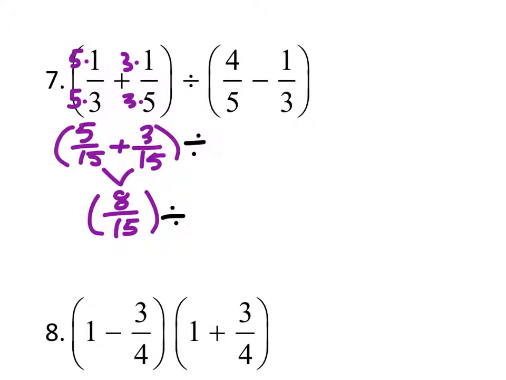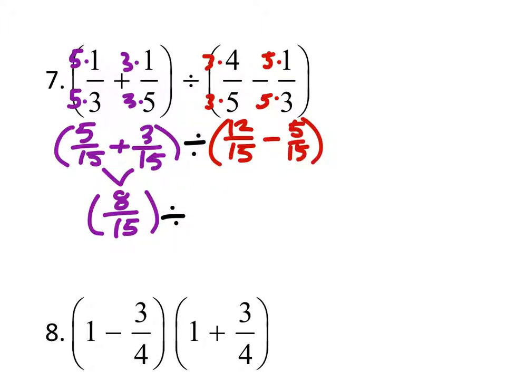The 4/5 minus 1/3, we need common denominators as well. So we'll use 15 again. And this gives us, in parentheses, 12/15 minus 5/15. So from there, 12 minus 5 is 7, and we have 15ths. So we have 8/15 divided by 7/15.